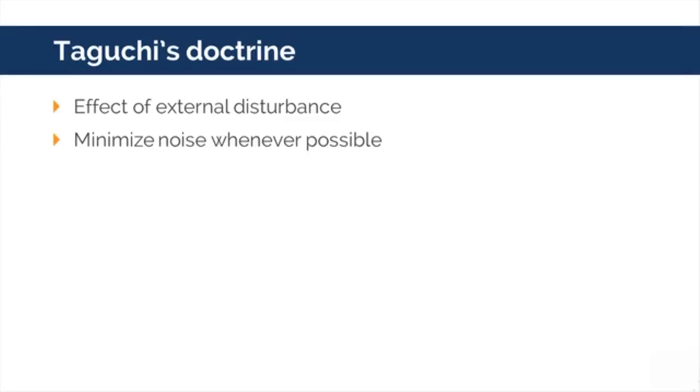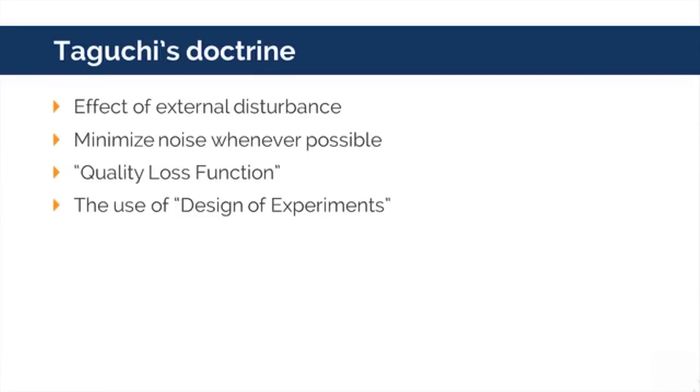The next important concept is quality loss function. This function is used to quantify the decrease in the perceived value of the goods by the customer once the quality decreases. Last is his suggestion to use design of experiments, a concept we'll cover later in the course.